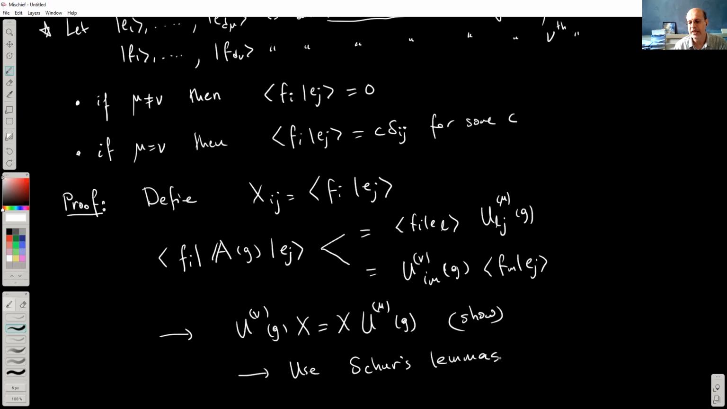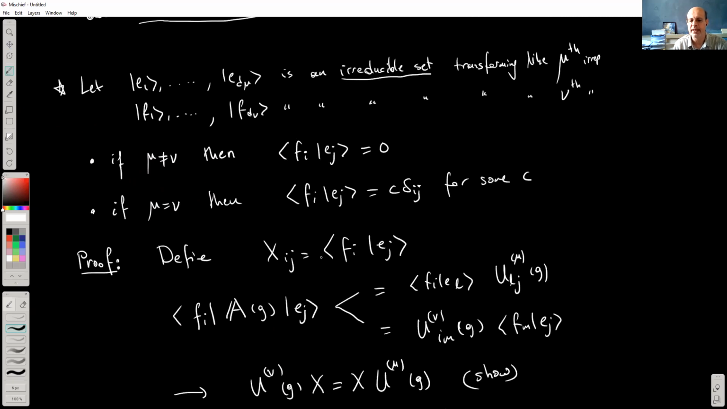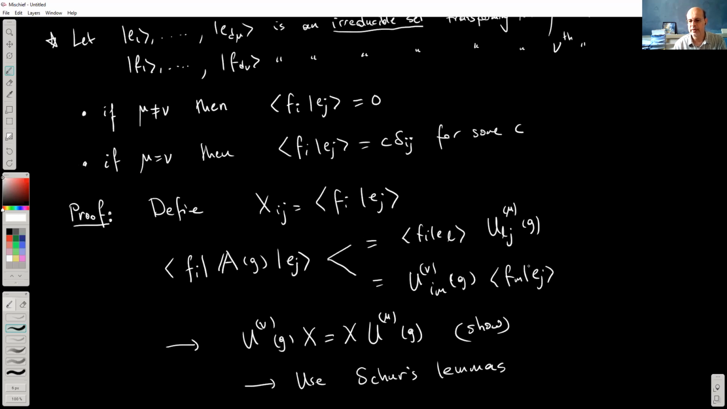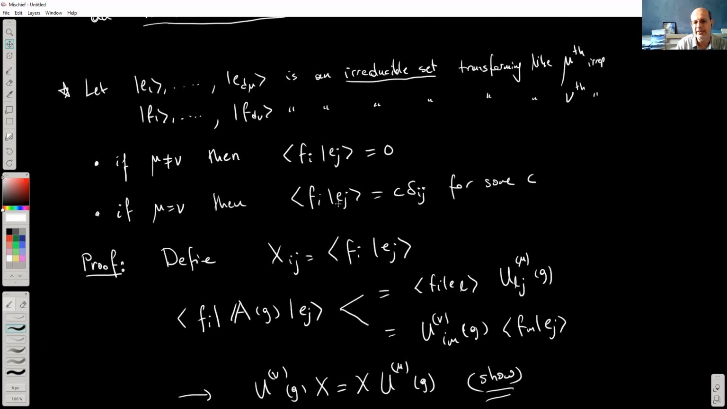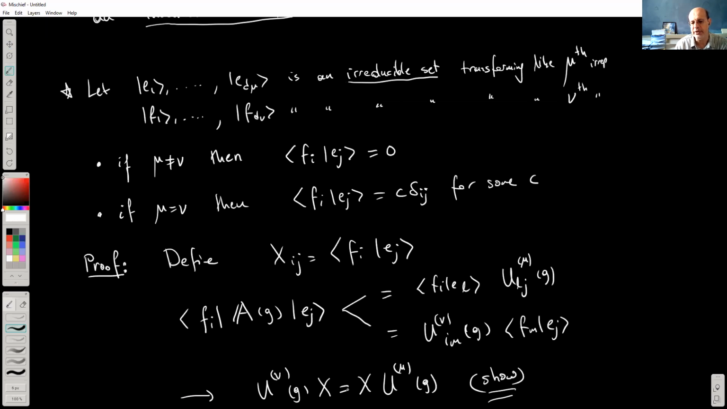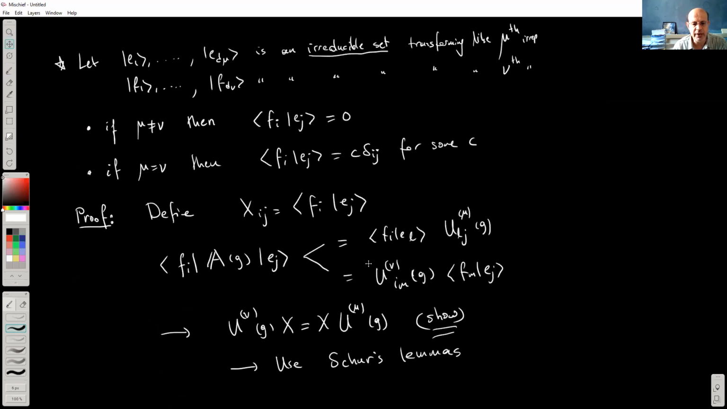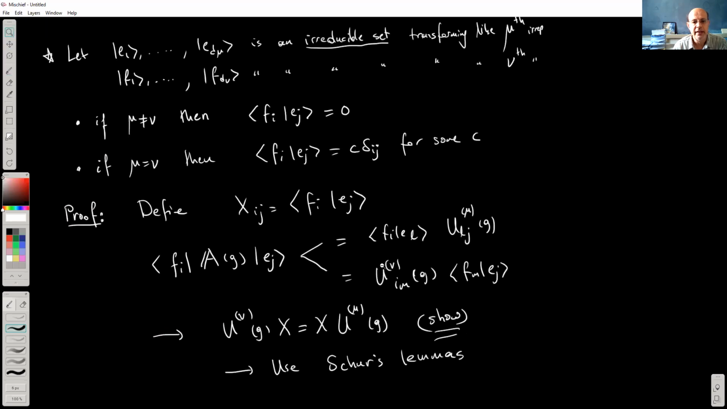To deduce this property in here, I'm not going to do this step, so I'm just going to ask you to do it yourself. But once you get this, you reach that result easily. If the representations are different, then this matrix X has to be a zero matrix. If mu and nu are equal, then this X matrix is just a multiple of identity. So this result basically expresses this fact.